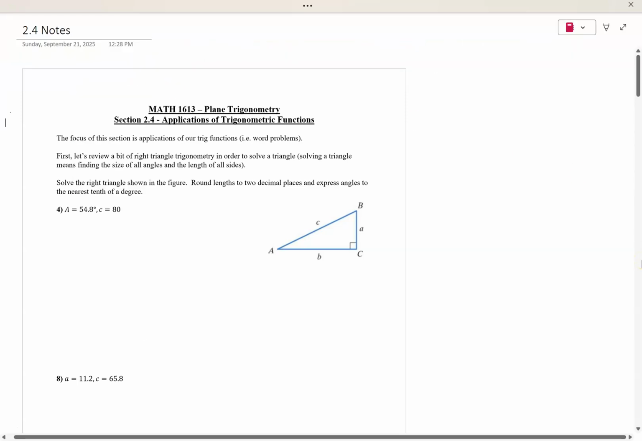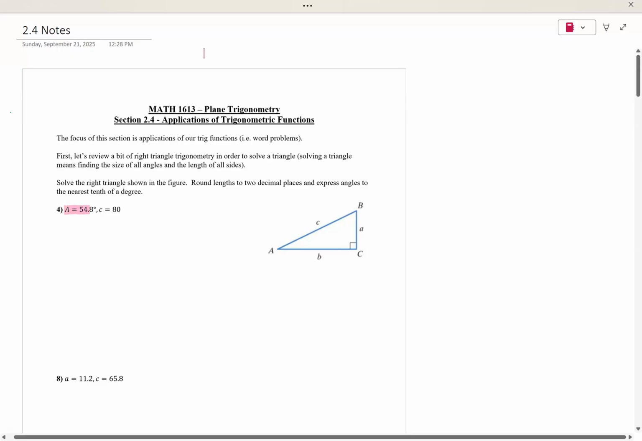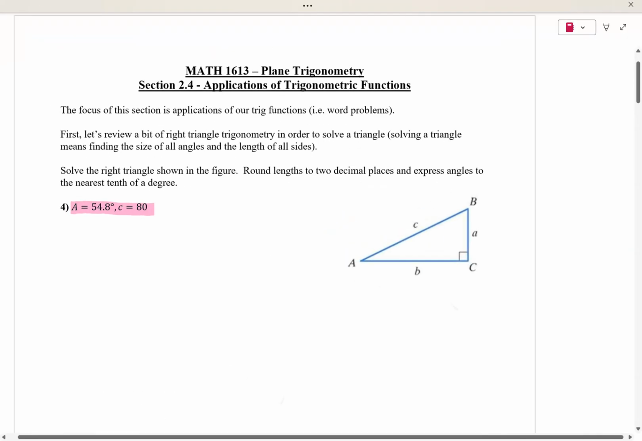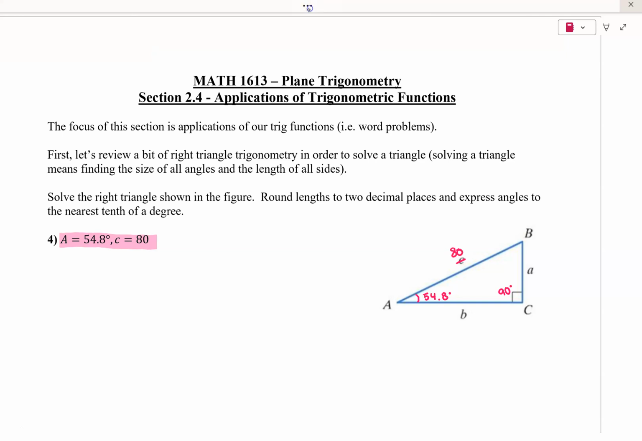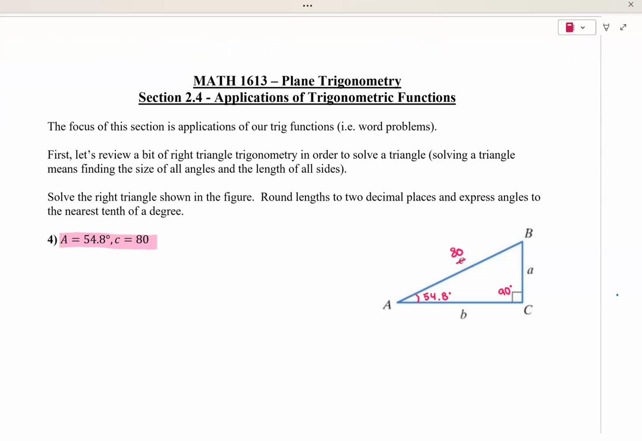So let's see what we have here first. Notice I already give you a triangle, and I'm going to label it with the information that we know. So let me see if I can get zoomed in a little bit more. There we go. So right here at angle A, I know this is 54.8 degrees. Notice we already know that this is 90 degrees. And C over here is 80. So from this information, we're going to solve the triangle, which means we're going to find the missing angle and the two missing sides. So let's start off with that missing angle first.